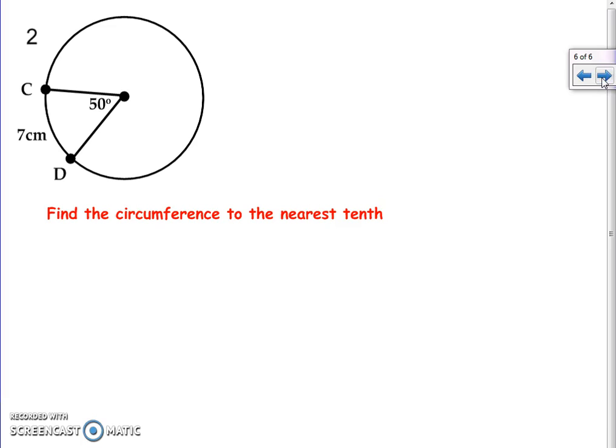Okay, find the circumference to the nearest tenth. So in order to find the circumference, what do we need? What's the formula for that? 2 pi r, right? We need the radius. Do we have the radius? No. Okay, but we can find it. So we need to find the radius here. So we're going to start with arc length equals measure of AB over 360, 2 pi r.